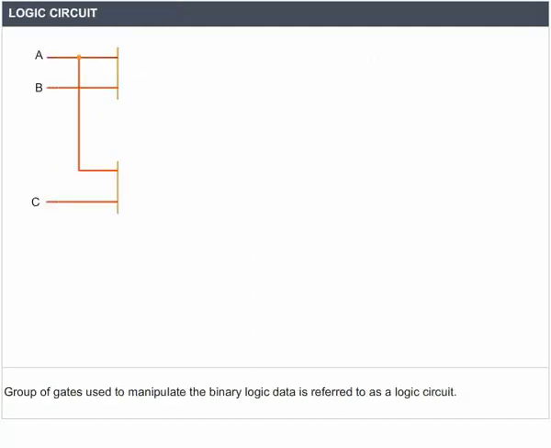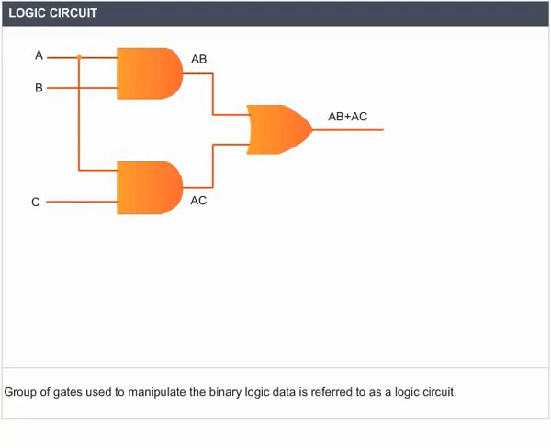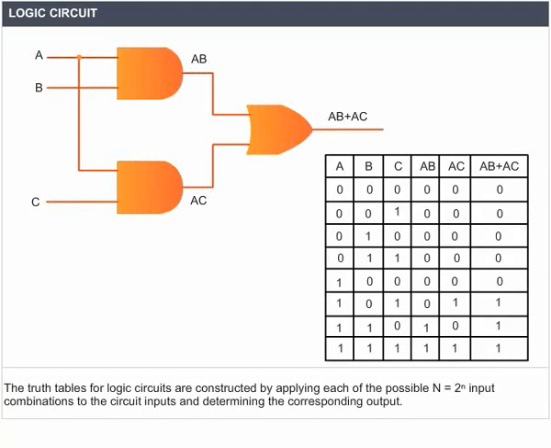Logic circuit. A group of gates used to manipulate binary logic data is referred to as a logic circuit. The truth tables for logic circuits are constructed by applying each of the possible n equals 2^n input combinations to the circuit inputs and determining the corresponding output.